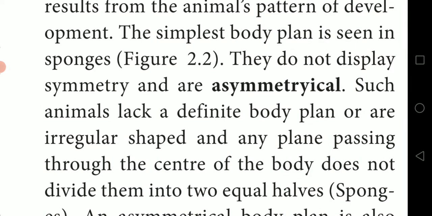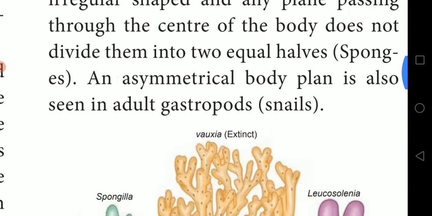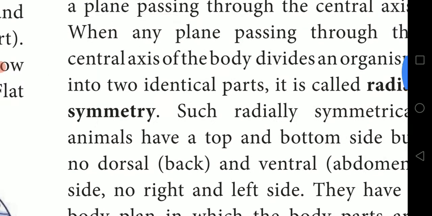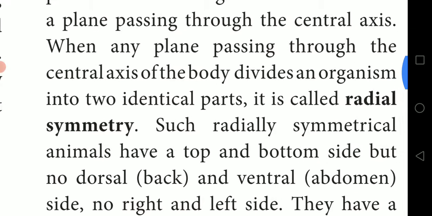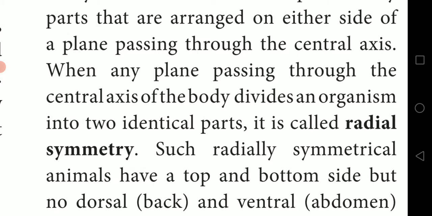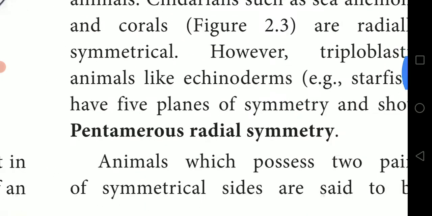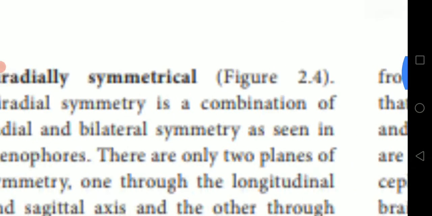Symmetry is the body arrangement in which parts that lie on opposite sides of a central axis are identical. This we call symmetry. And asymmetry means they do not display symmetry. This is what we call asymmetrical. The organism does not show any symmetrical positions if you draw any plane through the center of the body. That is what we call asymmetrical.